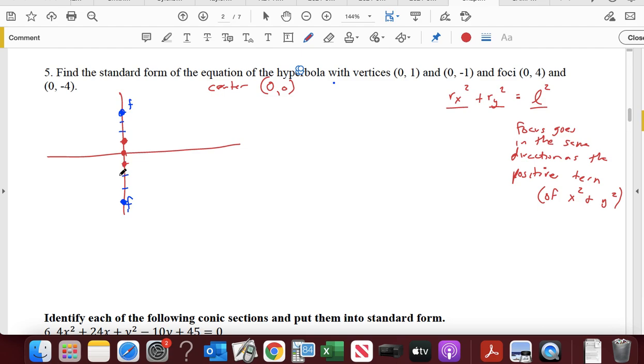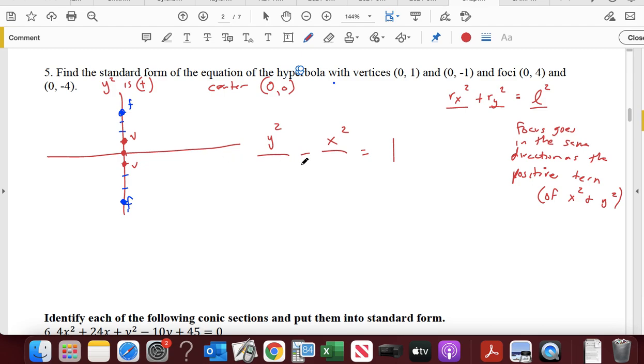I know because my foci go vertically and my vertices go vertically as well, for the y direction. I know that y squared is the positive term, so x squared is negative. So in the center 0, 0, it's just going to be y squared over something minus x squared over something equals 1. That's what we've got here.